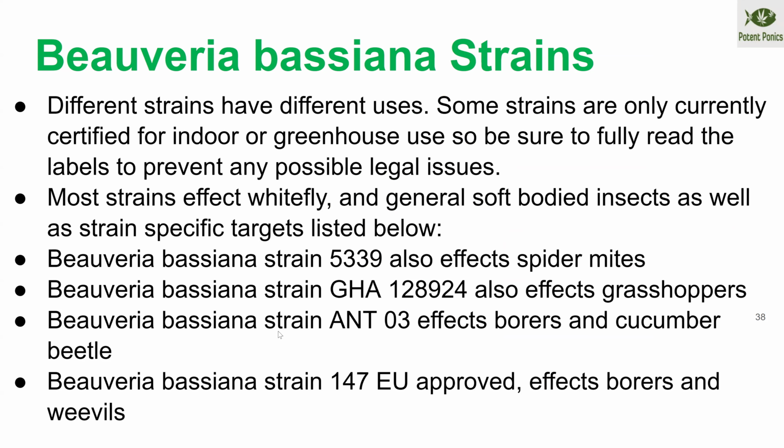If I'm doing borers and cucumber beetles, I'm going to want to get Beauveria bassiana ANT 03 because it's going to affect borers and cucumber beetles at a much heavier rate than the other ones do. If I'm in the EU and I need to worry about EU regulation, I might go with strain 147 EU. So making sure you match the product with what you're targeting, even if it's Beauveria bassiana, can dramatically help you with A, avoiding legal issues if you're using the wrong one in the wrong place, or B, not wasting money on something that's not going to work for your targeted insect.